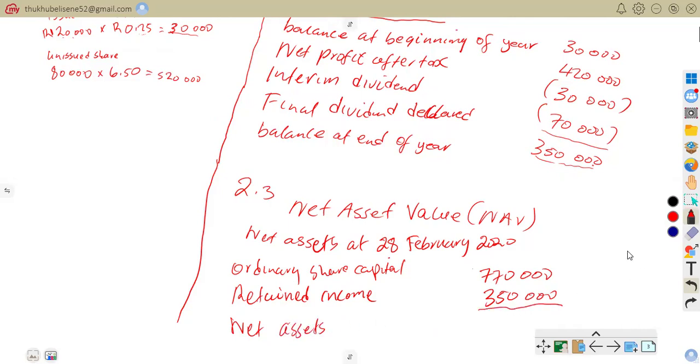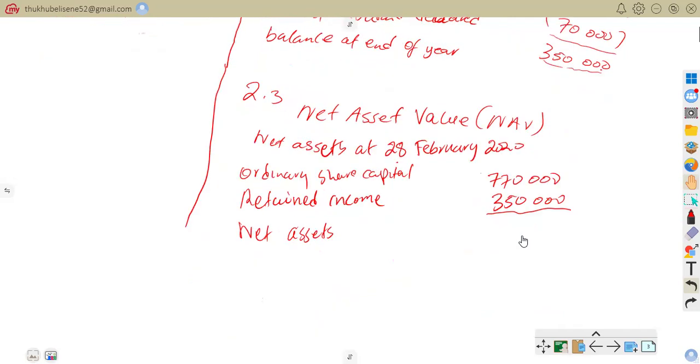So now our net assets is equal to 1,120,000. So that's when you add 770,000 plus 350,000, you get 1,120,000. So hope we are together on that.